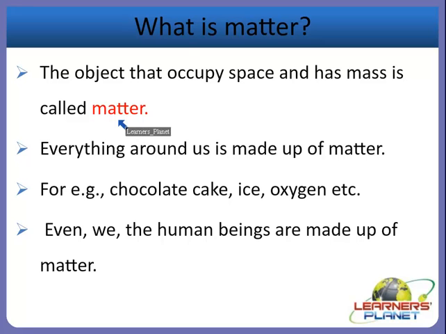Right? And everything around us is made up of matter. For example, chocolate cake, the yummy chocolate cake, ice, oxygen, etc. Right? So, whatever we see or whatever is present in our surrounding, all is made up of matter. Even we, the human beings, are also made up of matter. Right? So, children, just look around you. You can see matter that makes up the walls of your house and even your classroom.